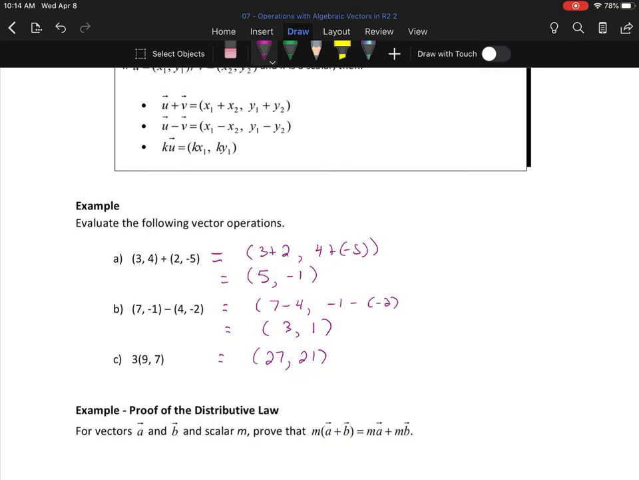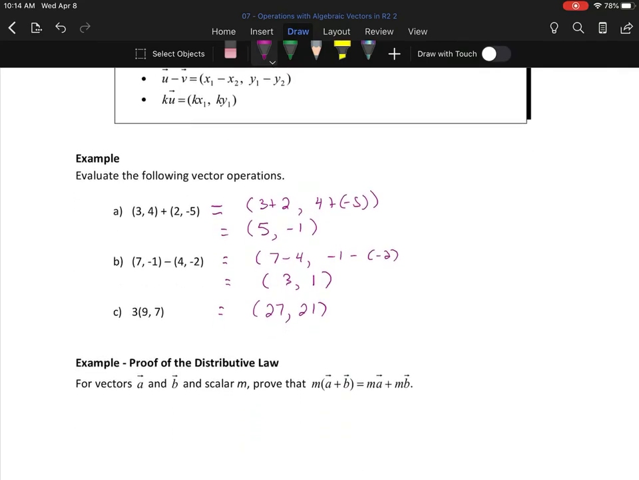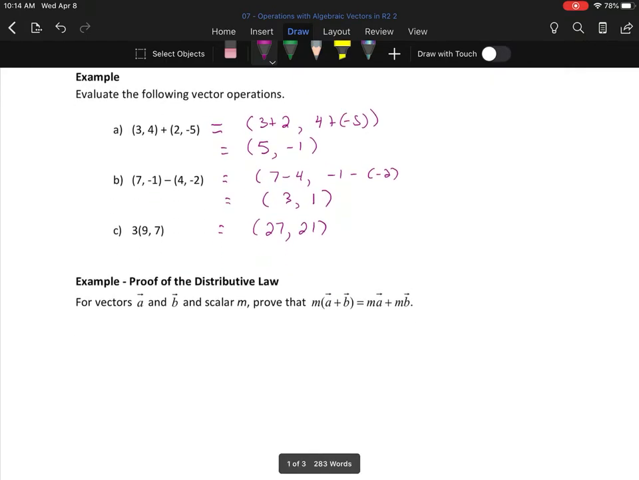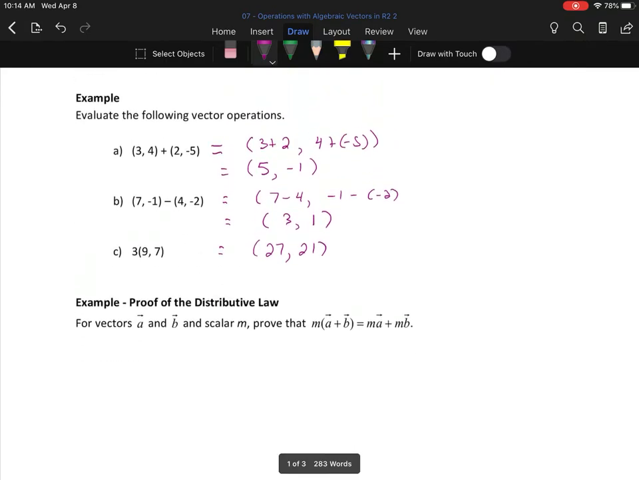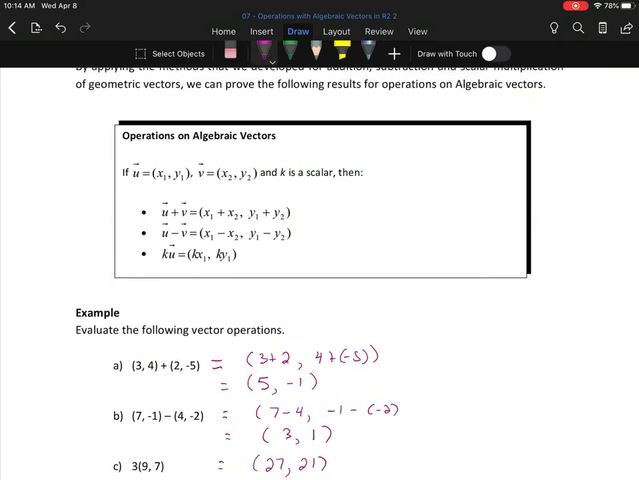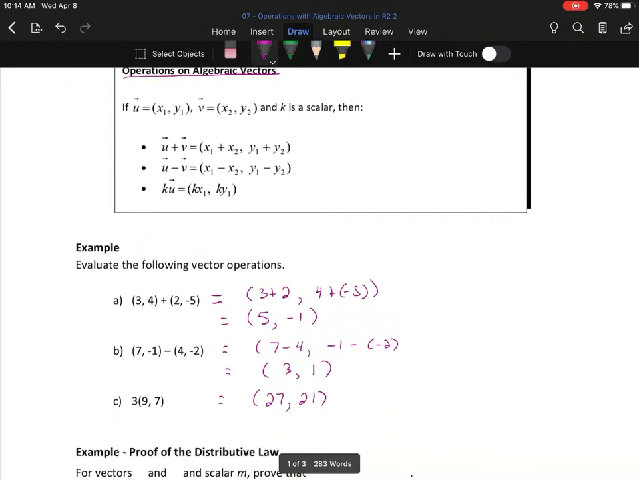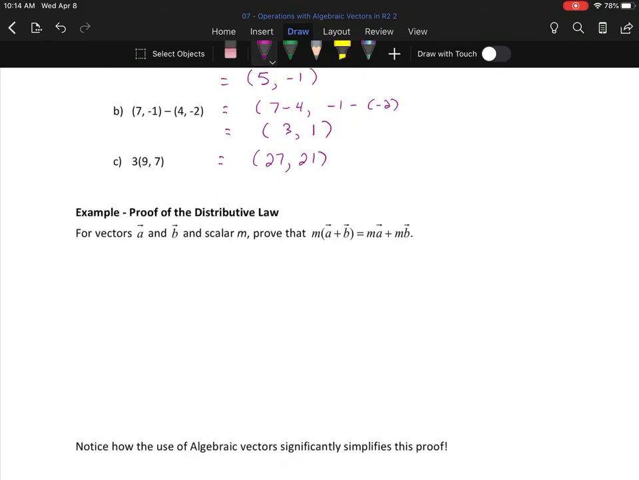Now, the distributive property was proven in a video earlier, and it was, I won't say complicated, but there's a lot to it to try and prove the distributive property. But using the vector properties that I've done here, the operations on algebraic vectors, it's actually a very straightforward algebraic proof. So let me go through proving that the distributive property works for two vectors a and b.